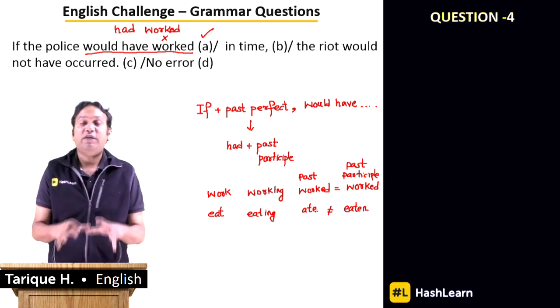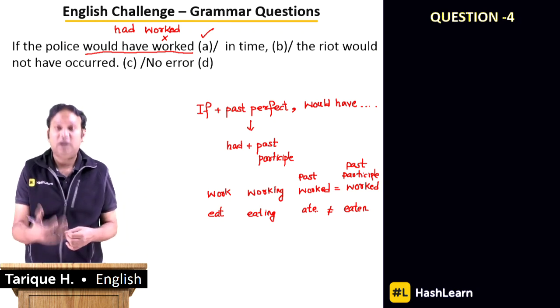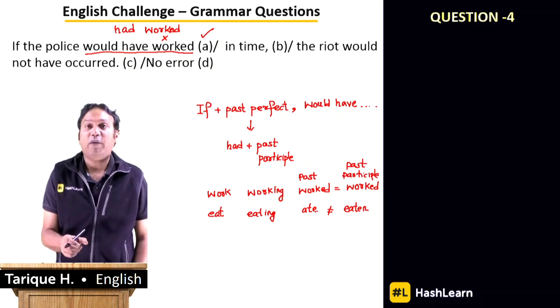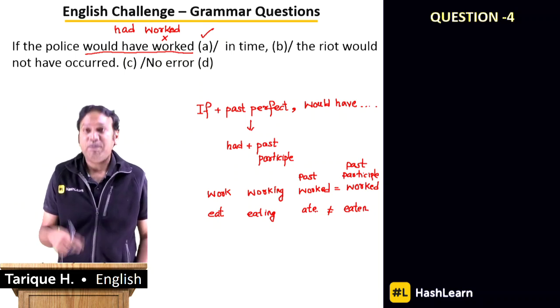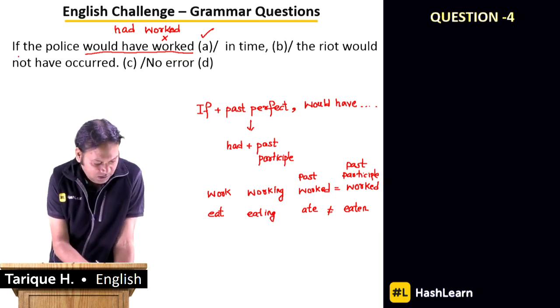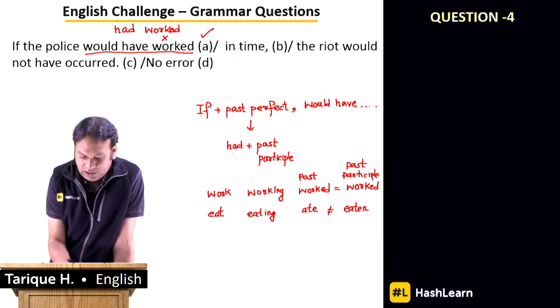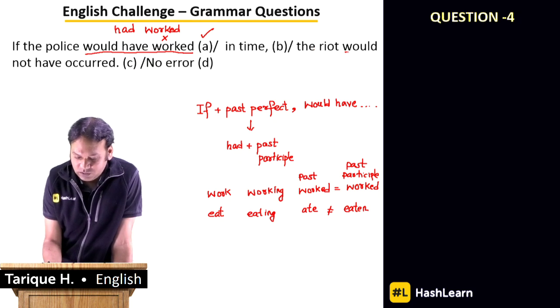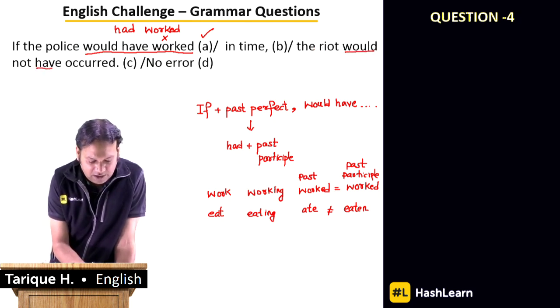So the structure of the if clause in the third conditional is if followed by past perfect, that is had plus past participle, followed by would have. That is why this sentence should be, if the police had worked in time, the riot would, you can see here, would not have occurred.